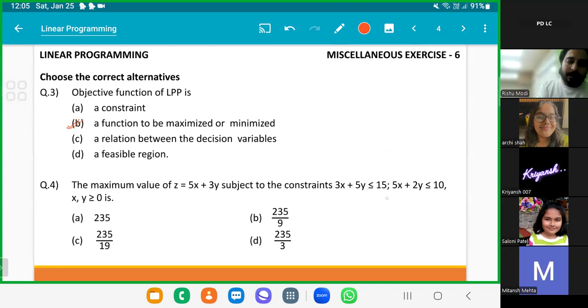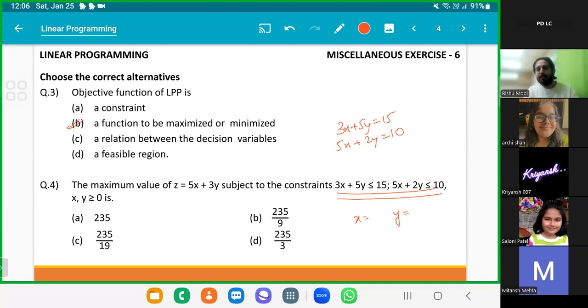So you will be solving these two equations simultaneously. 3x plus 5y is equal to 15, 5x plus 2y is equal to 10. Solve this simultaneously and tell me what x and y values are coming to you. If you solve this simultaneously, tell me the x value and the y value. Multiply the first equation by 2 and the second equation by 5, so that you will get the value of x.